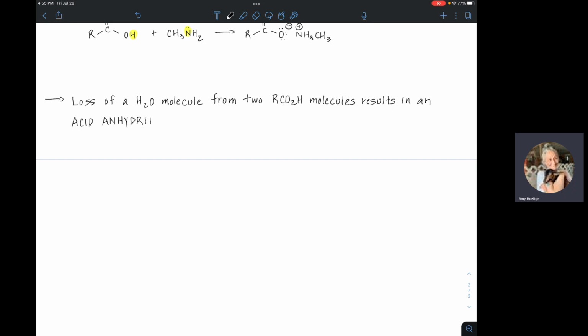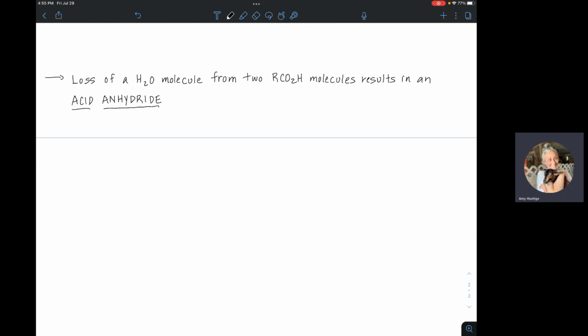So essentially, anhydride means without water. These come from condensing two carboxylic acid molecules, ejecting one equivalent, or essentially 1 mole, of water. These are actually used more often than regular old carboxylic acids in the Fischer esterification process because they're more reactive. Their leaving group is better.